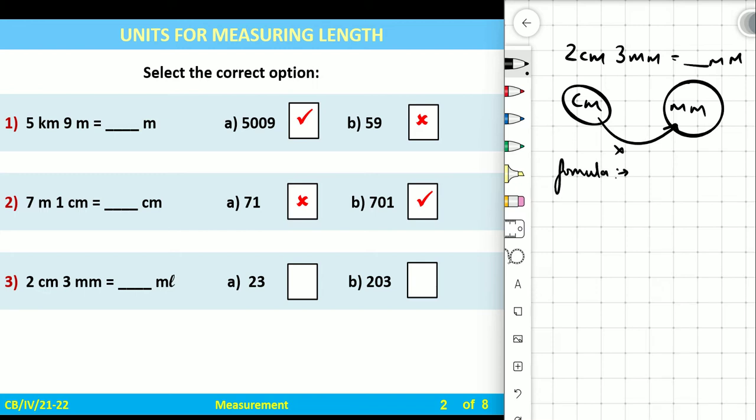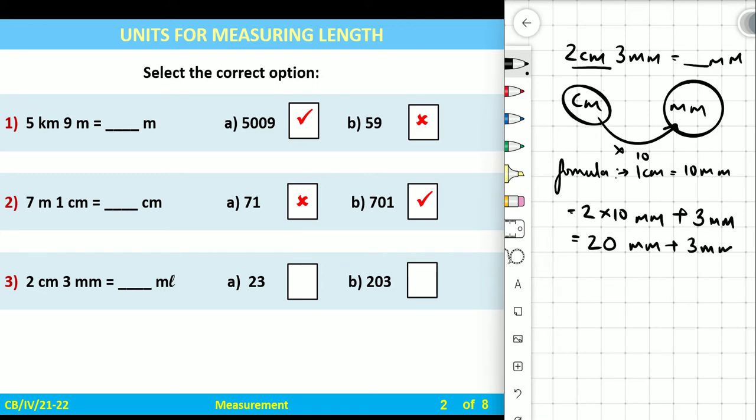1 centimeter is equal to 10 millimeter. So we multiply by 10. Whom to multiply? Centimeter. You have to multiply the centimeter. So 2 multiplied by 10 gives us 2 with a 0 in front of it. 2 tens are 20, and it will be millimeter. Just add its younger brother, 3 mm. So 20 mm plus 3 mm is 23 mm. It's so simple. Yes, it's correct. Let's take the next example.